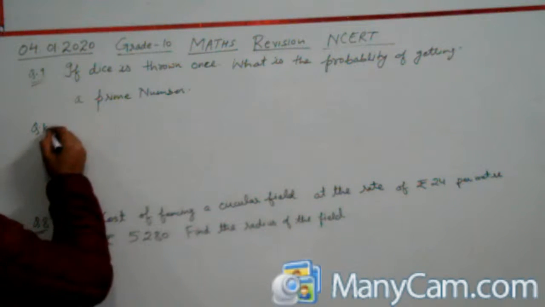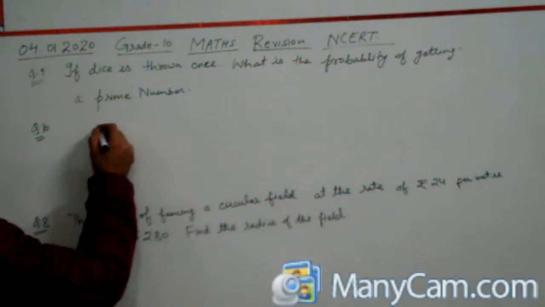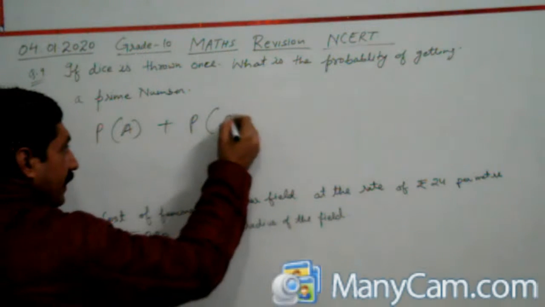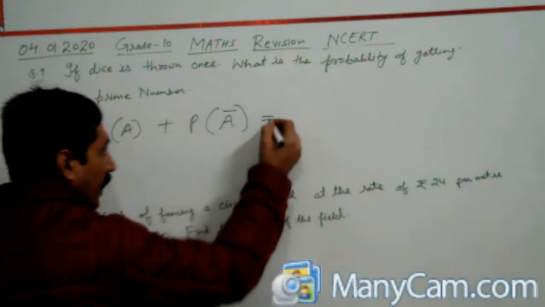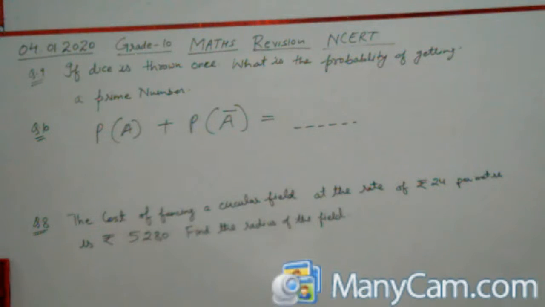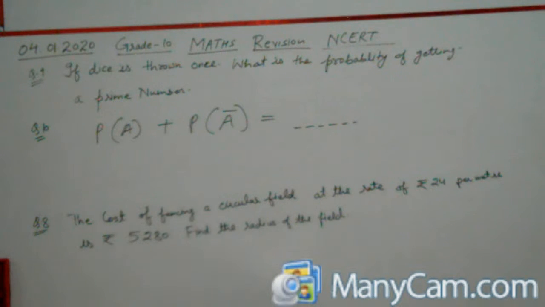Question number 10. The probability of event E and probability of event E dash is equal to, fill up: probability of event A plus probability of event A dash not happening is equal to dash. Question number 10. What is the probability of A plus probability of not happening of A equal to what? Right? Next question.